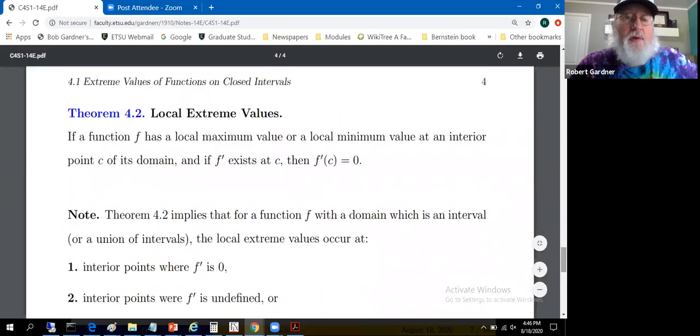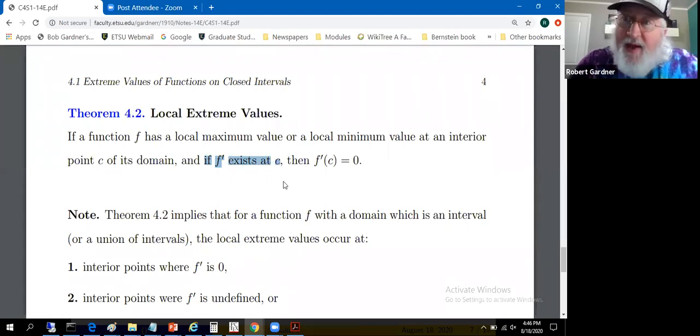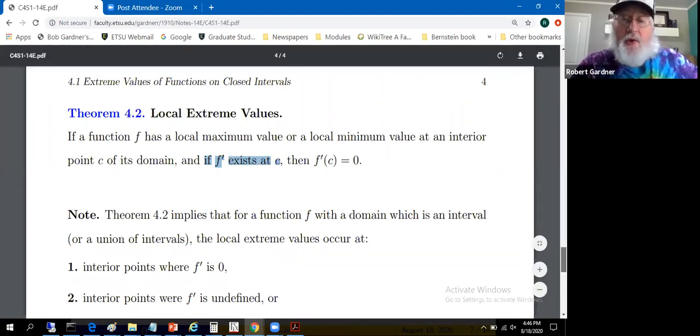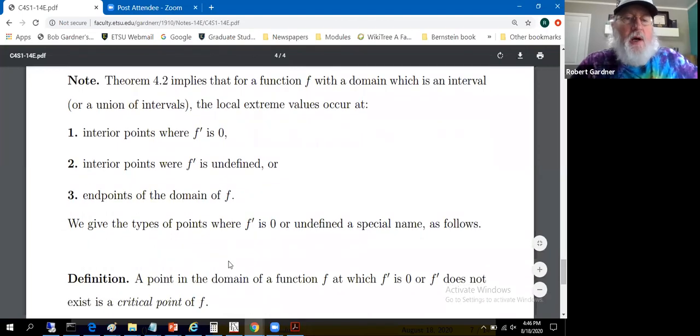It assumed that f is differentiable at c. It didn't say what happens if f is not differentiable at c. Well, I guess we could have extreme values there as well. You could not as well. Or the endpoints, because nothing's been said about the endpoints.